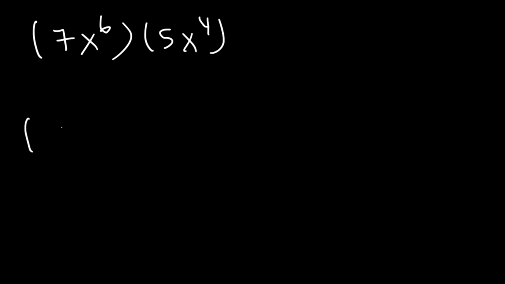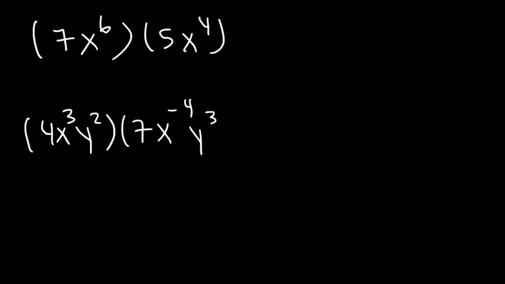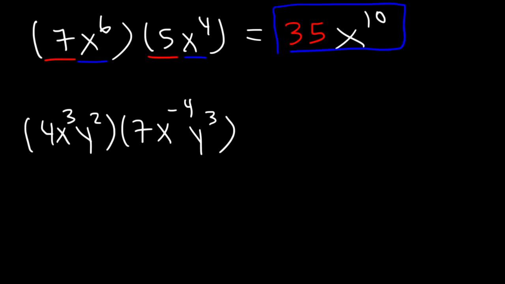So try this example. 7x to the 6th times 5x to the 4th, and also 4x cubed y squared times 7x to the negative 4th y to the 3rd. So in the first example, we need to multiply 7 by 5. 7 times 5 is 35. And then we got to multiply x to the 6th times x to the 4th. 6 plus 4 is 10. So it's 35x to the 10.